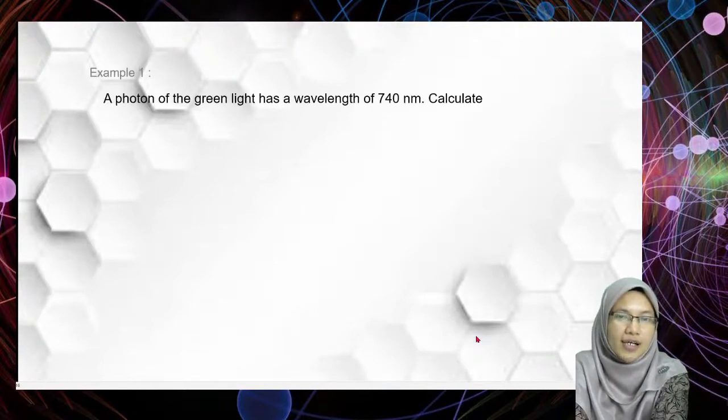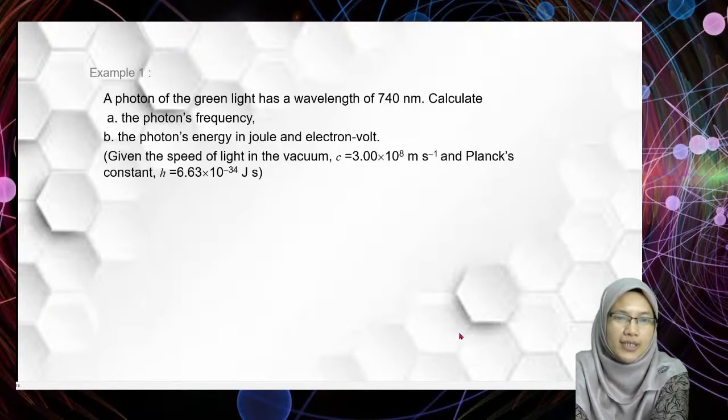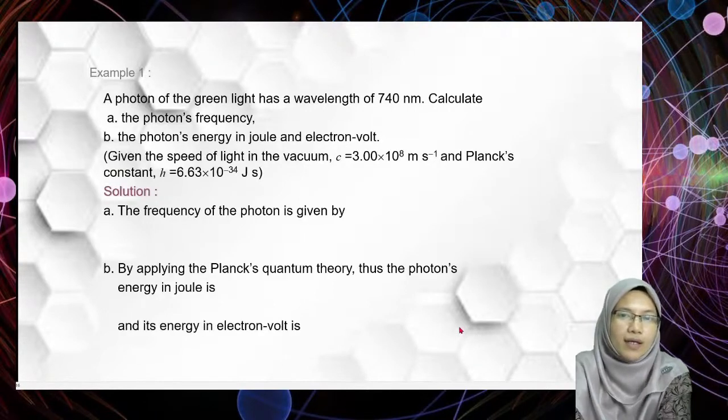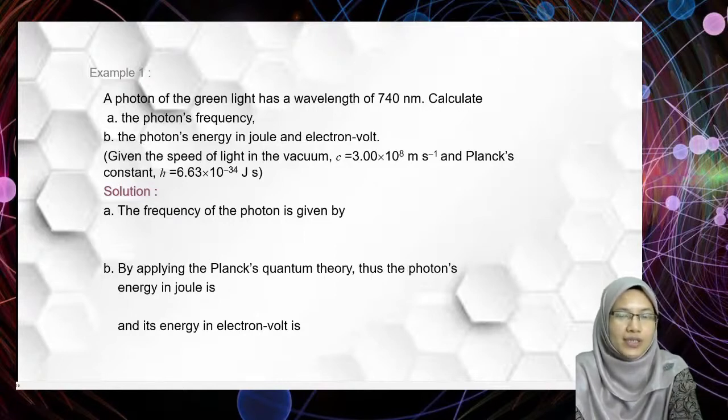Okay guys, it's time to answer a question. A photon of green light has a wavelength of 740 nanometers. Calculate A, the photon's frequency, and B, the photon's energy in joules and electron volts. Given the speed of light in a vacuum, 3 times 10 to the power of 8 meters per second, and Planck's constant, 6.63 times 10 to the power of negative 34 joule second. So how do we want to solve this problem?